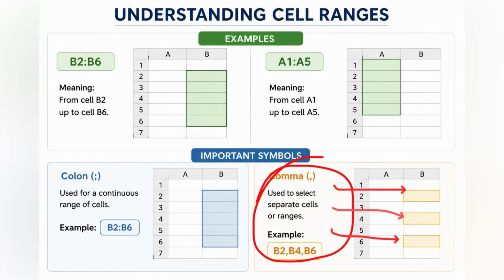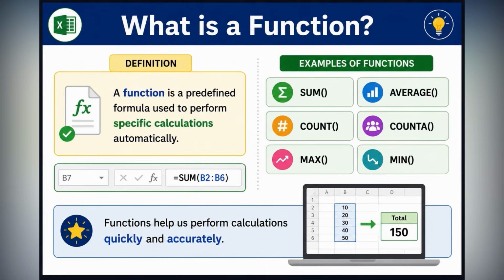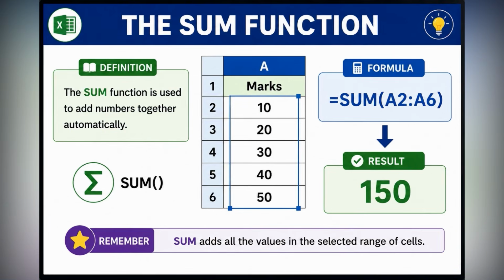or ranges. Understanding cell ranges is important because functions such as sum, average, count, max, and min use cell ranges when performing calculations. Now that we understand how cell ranges work, let's see how they are used in the sum functions to add numbers together automatically. Let's begin with the sum function. The sum function is used to add numbers together automatically.